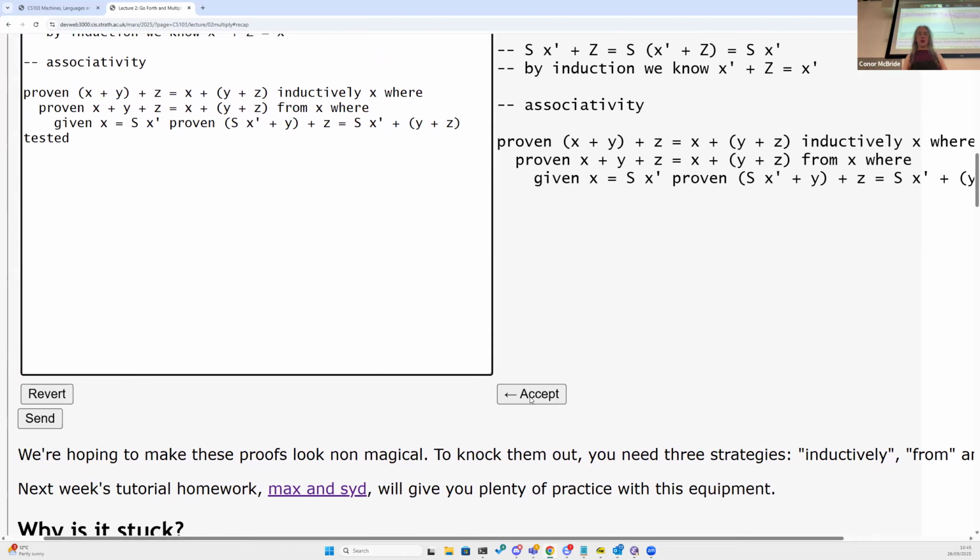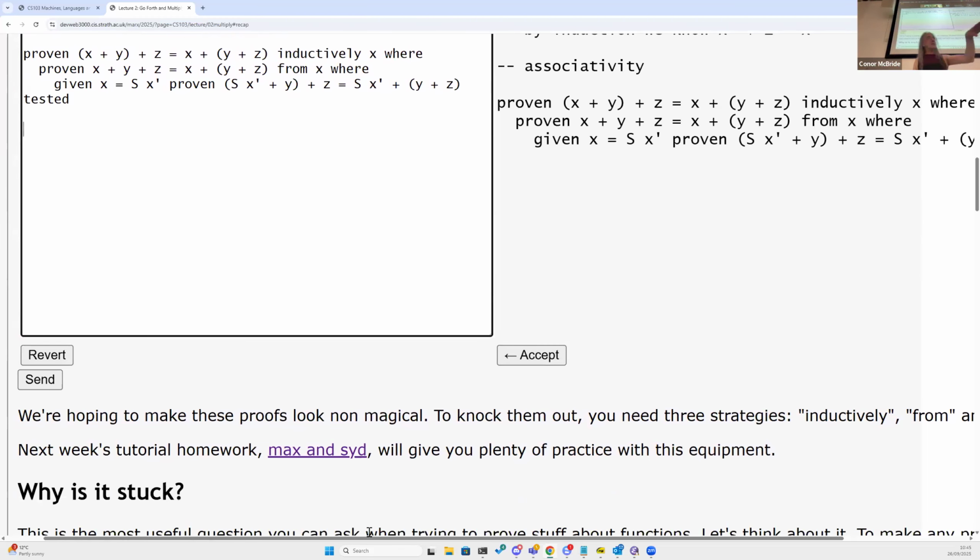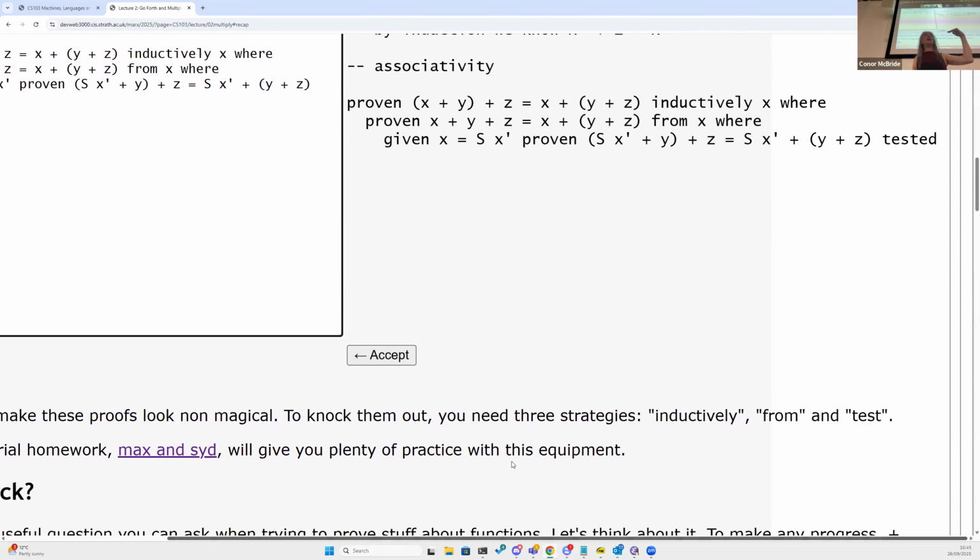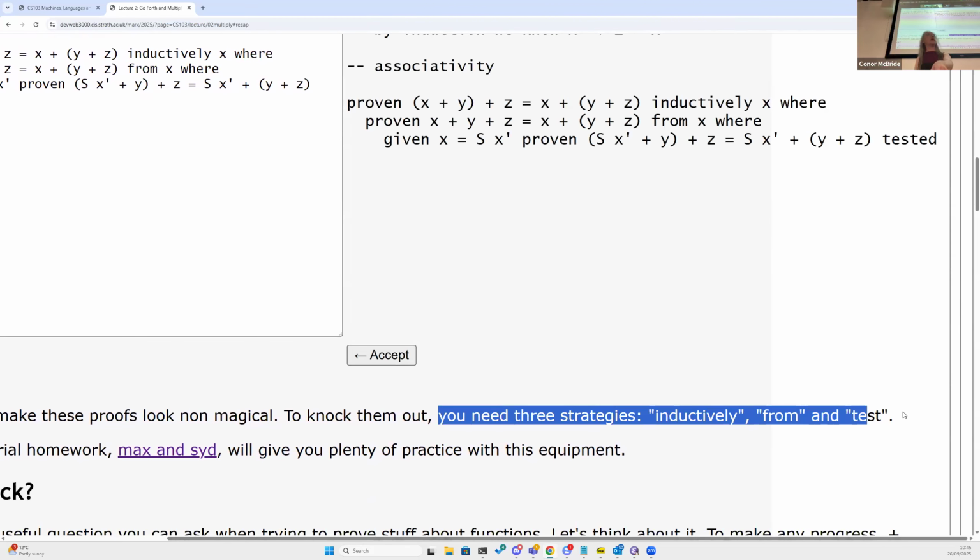So the message is 3 strategies that go: induction, then from to make some computation happen, and then you test, and here you get lucky. This is deliberately engineered to be easy. Sometimes there's more to it than induction, from, and test, but everything at least starts with induction, from, and test.